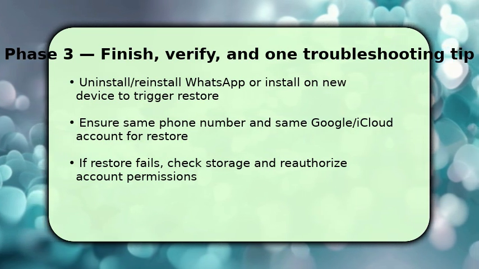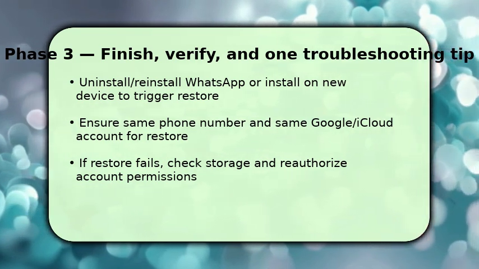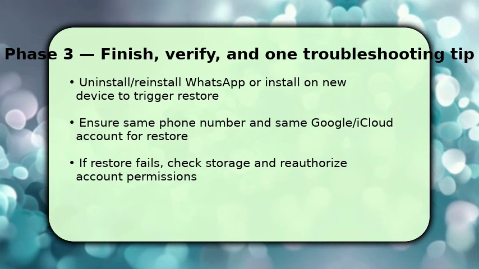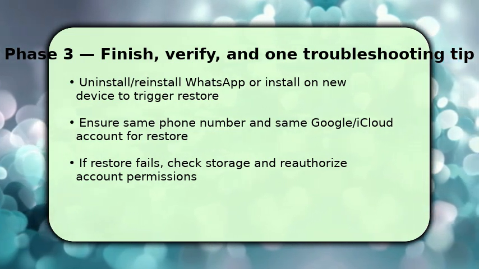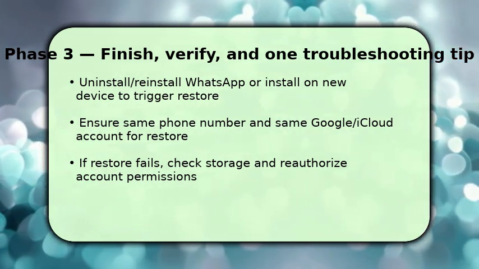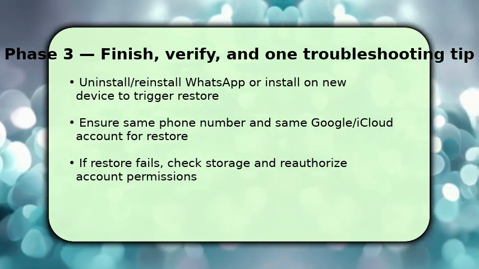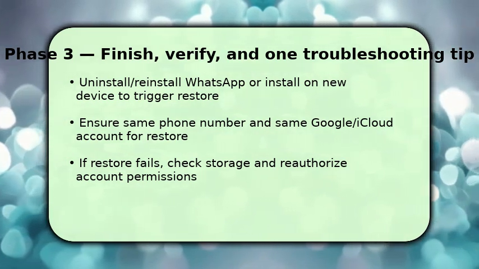If things go wrong, first check storage space and that you're signed into the same Google or iCloud account. Then reauthorize WhatsApp backup permissions. If a restore still fails, retry after rebooting the device and reconnecting to a stable Wi-Fi.